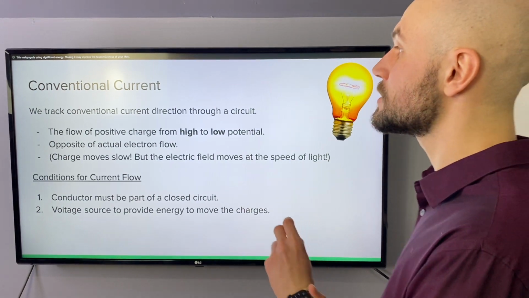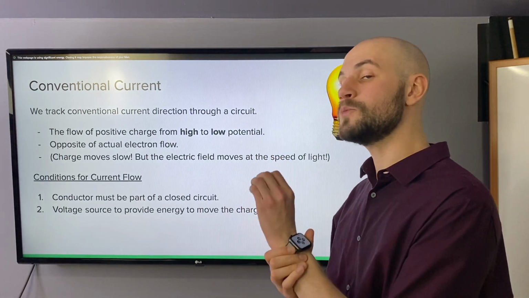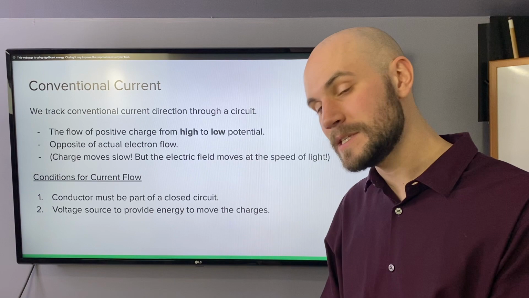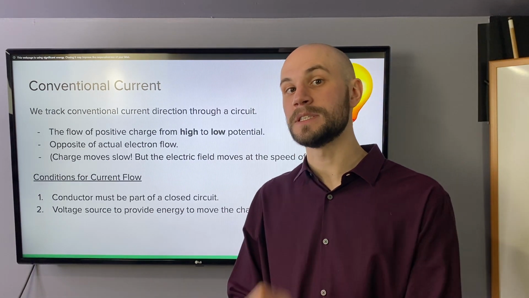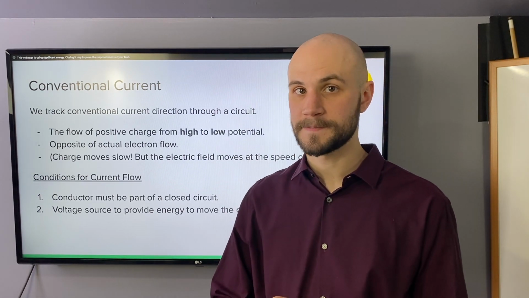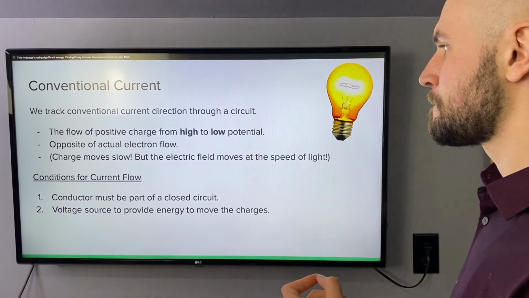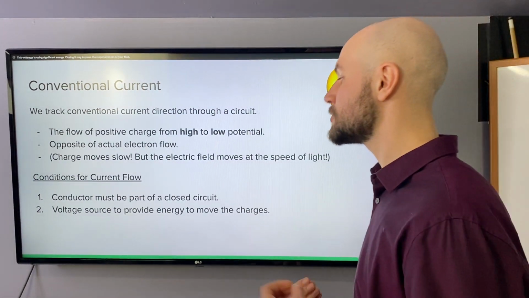When we talk about electric currents, we're not talking about the speed at which the charges are moving. We're counting how many charges are passing a specific point every second. Okay. So how does current actually flow?